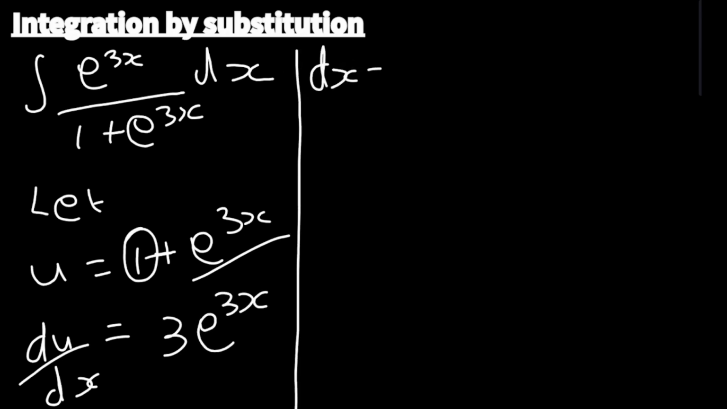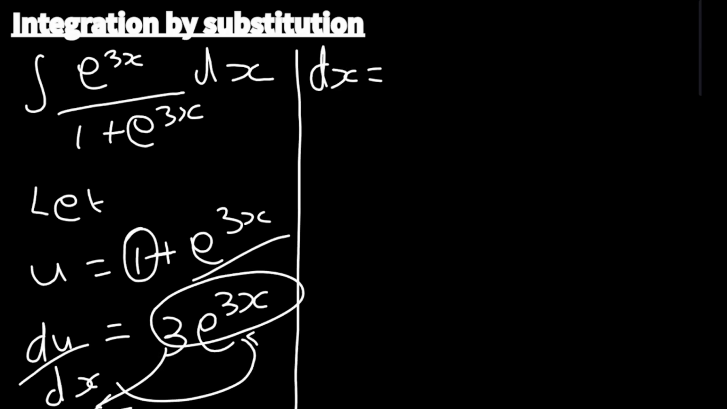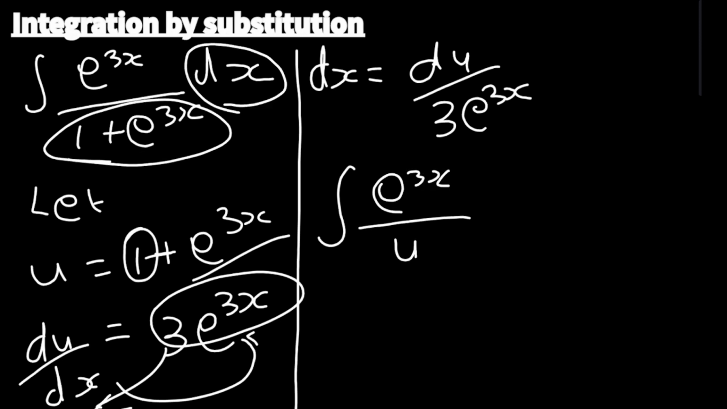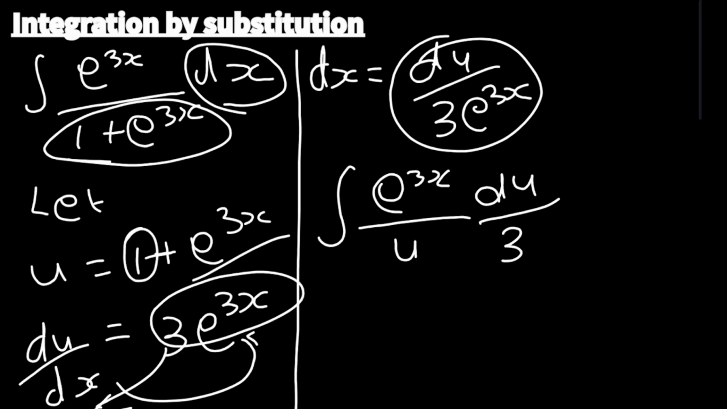We make dx the subject, take dx the other way, and bring this to the other side. That will be du over 3e^(3x). Substitute everything into our original function. The denominator now becomes our u, and our dx is du over 3e^(3x). The e^(3x) can cancel out with the e^(3x). Du over 3 is the same as a third du.